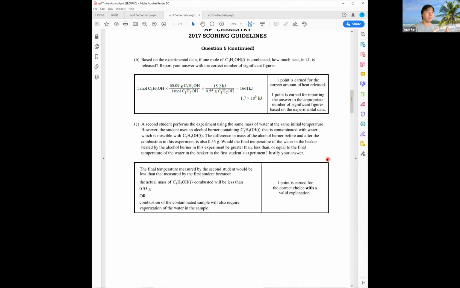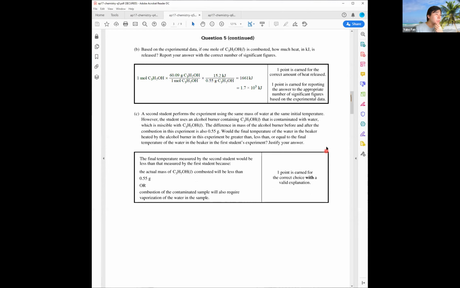But when it burns, water will not be burned away with it, right? Because water cannot burn. So only isopropanol can be burned. So water will not affect the combustion, okay, because it will stay in the burner. The water will stay in the burner.